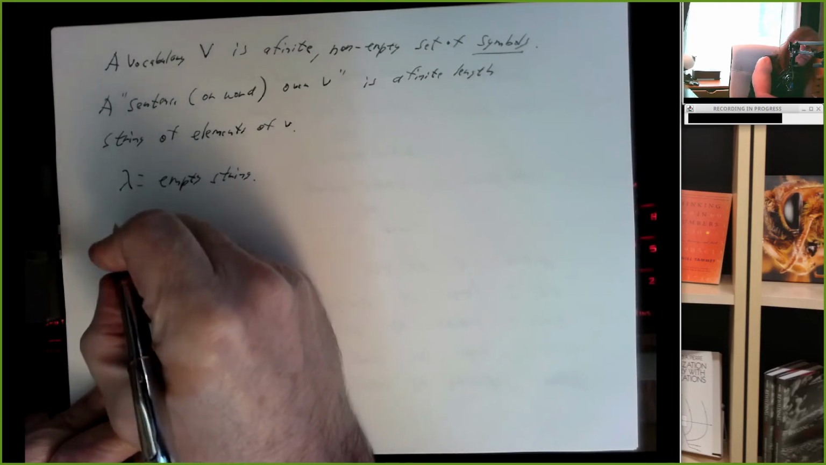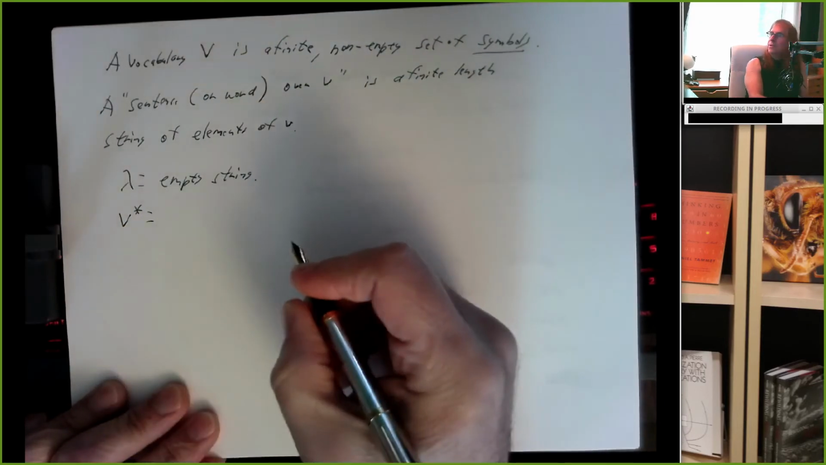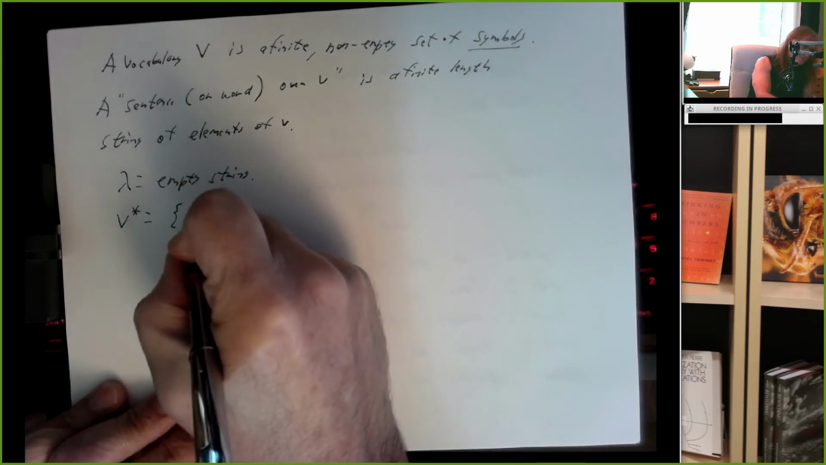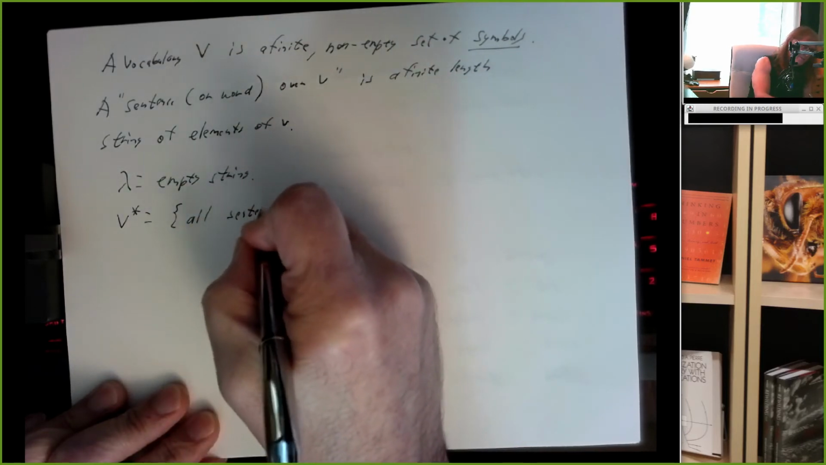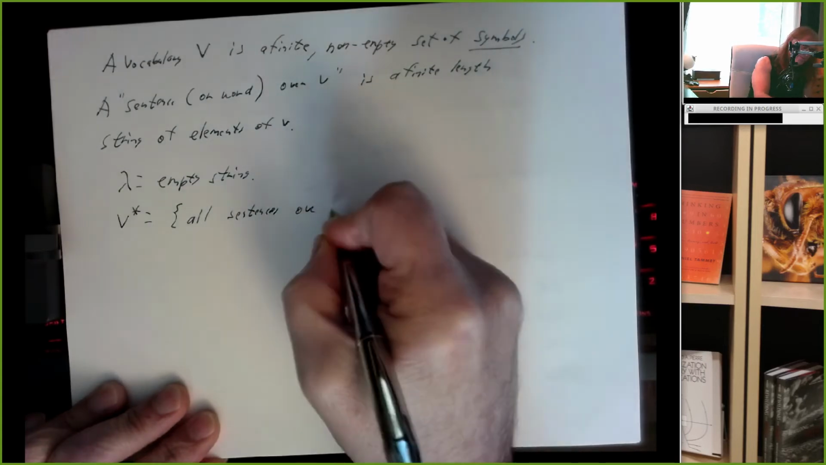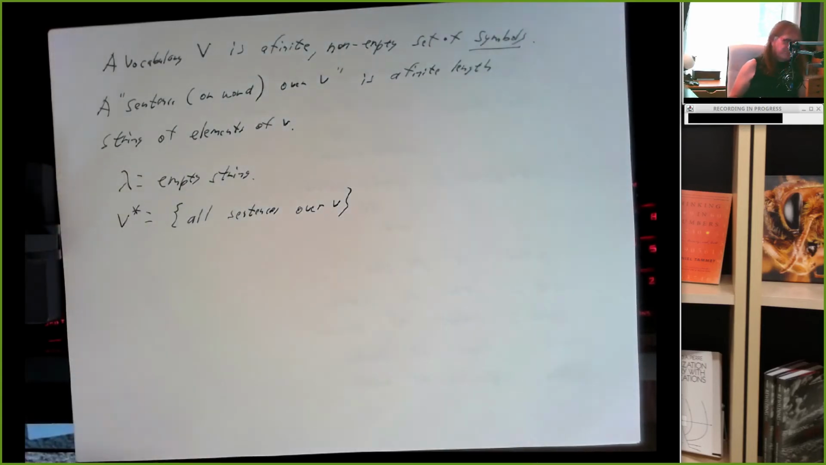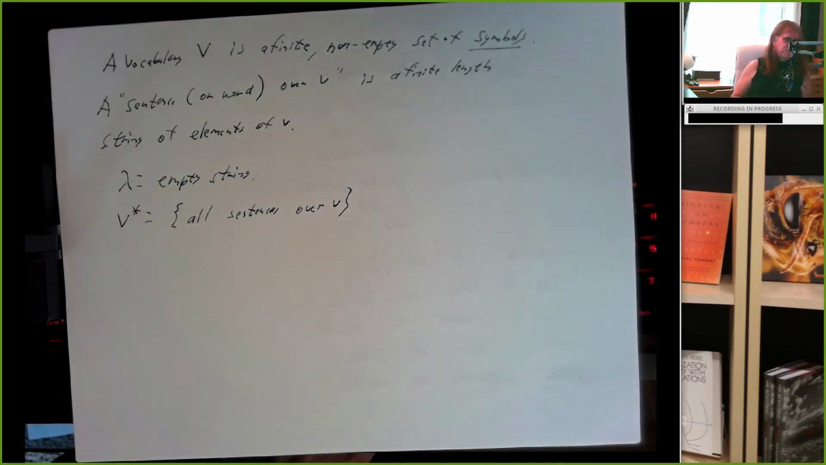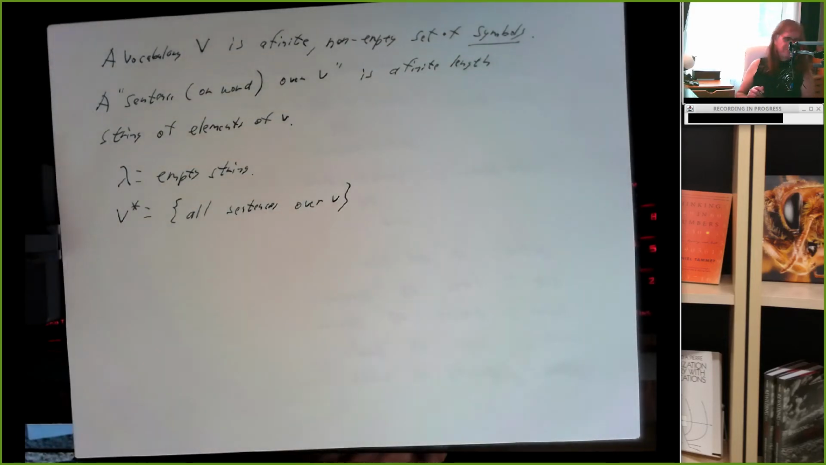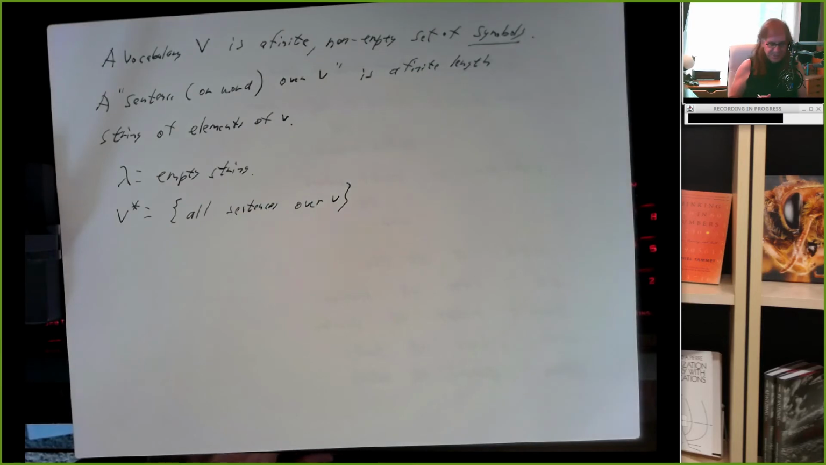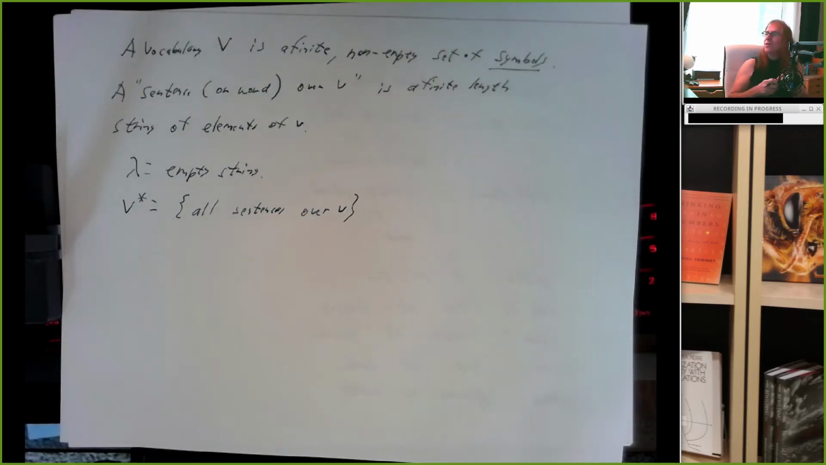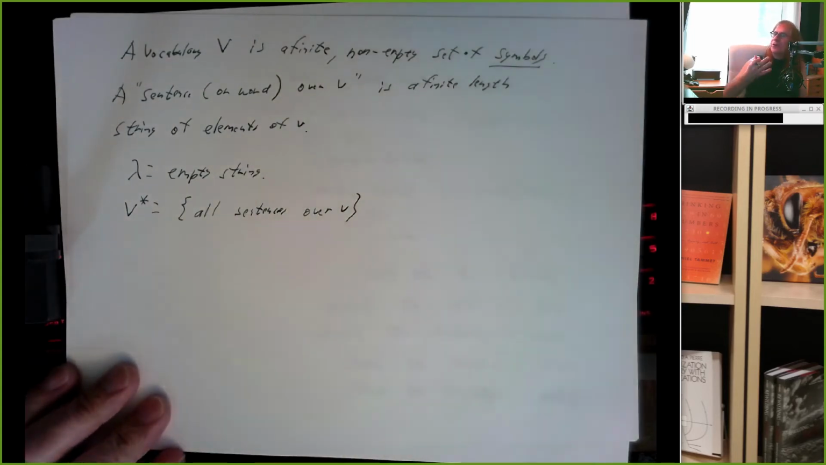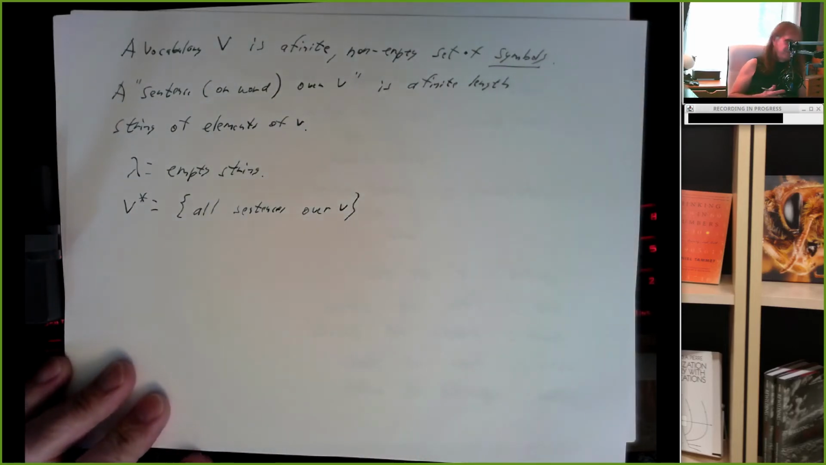All right. V star equals the set of all sentences over V, or all words over V. By the way, if you're in 224, we just talked about regular expressions and we saw the asterisk. That's the same asterisk. Regular expressions and languages are close relatives to one another. Alright, so V star is a set comprised of all words or all sentences over V.